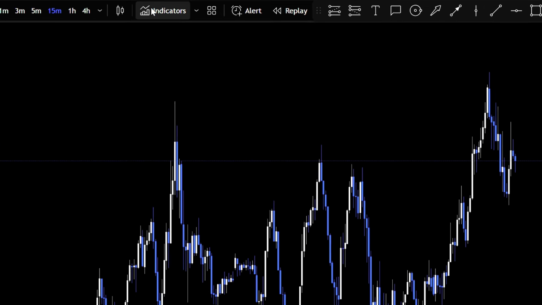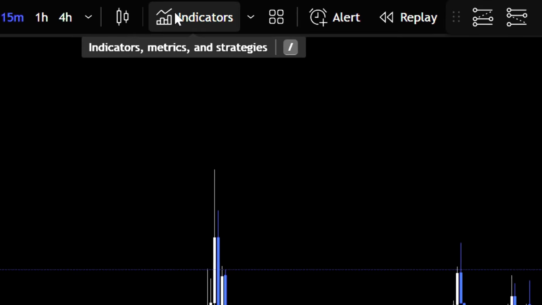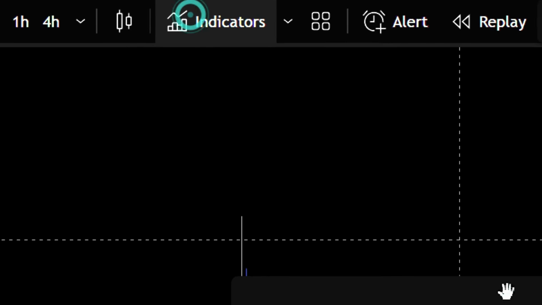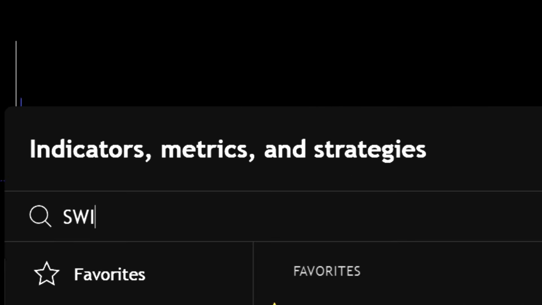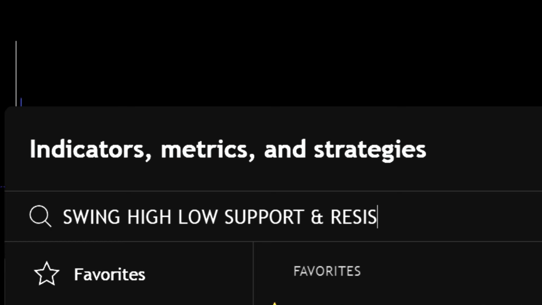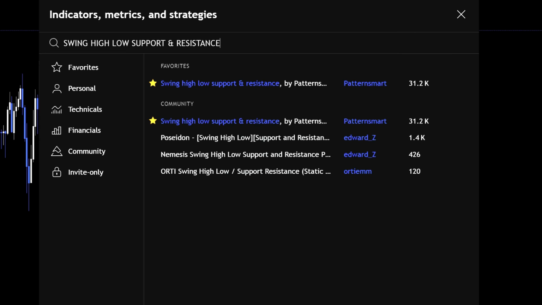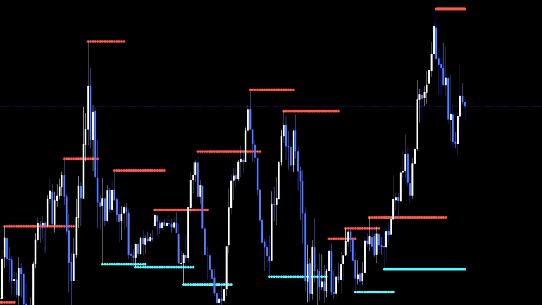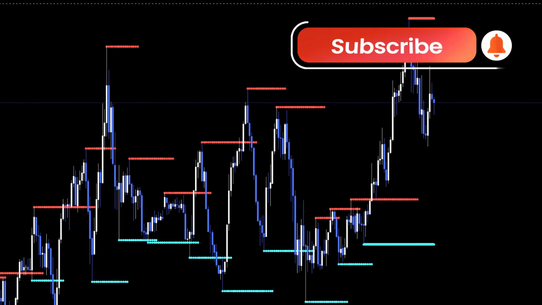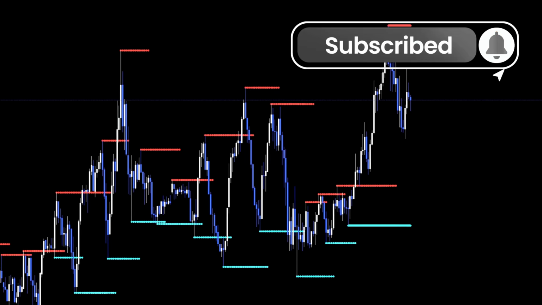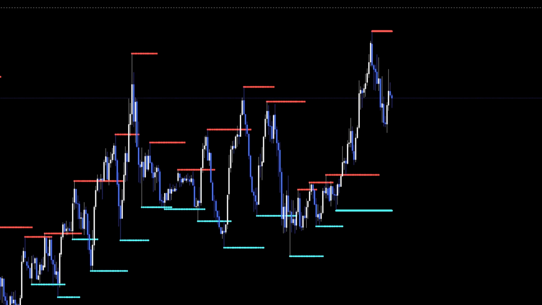First, look at the top of your screen and find the indicators button. Click on that and a search bar will pop up. Type in Swing High-Low Support and Resistance exactly as I said it. And you'll see it appears in the list. Click on it and it'll add the indicator to your chart. You should now see dotted lines showing up. These are your swing highs in red and swing lows in green, marking potential resistance and support zones.